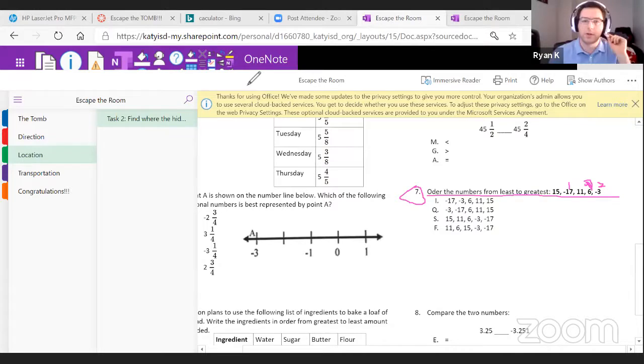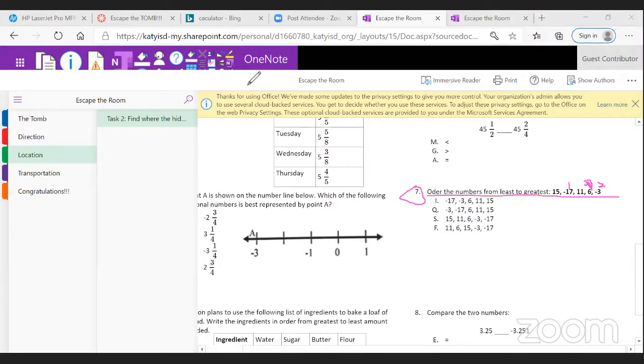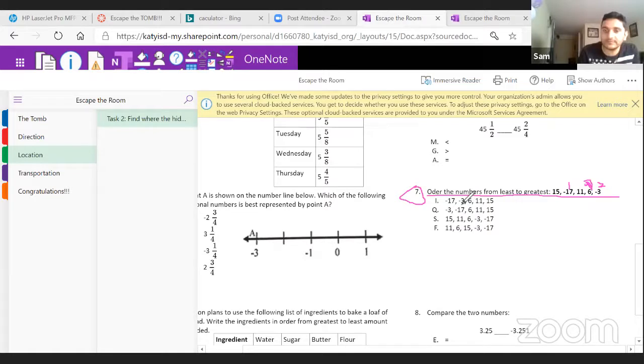It looks like you're on the right track so far. Negative 17, and then negative 3, and then 6, and then 11, and then 15. So yep, negative 17, that's right.